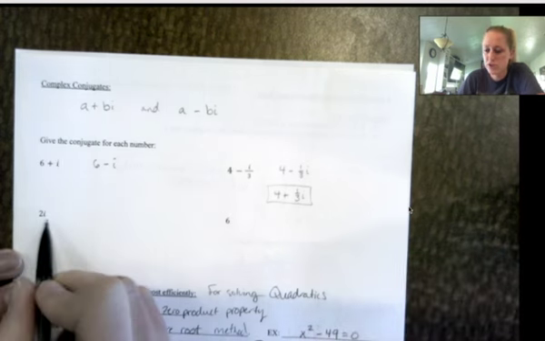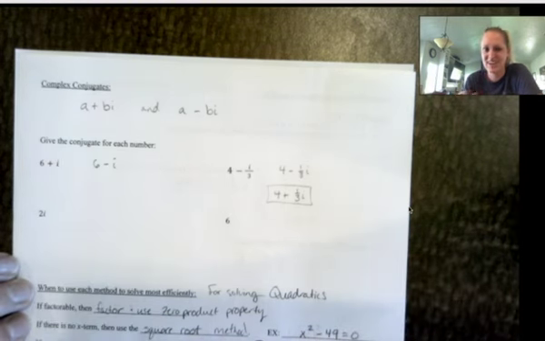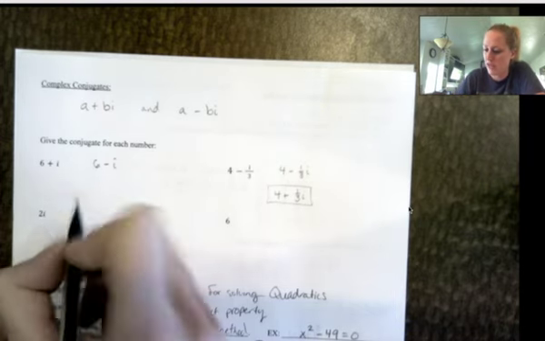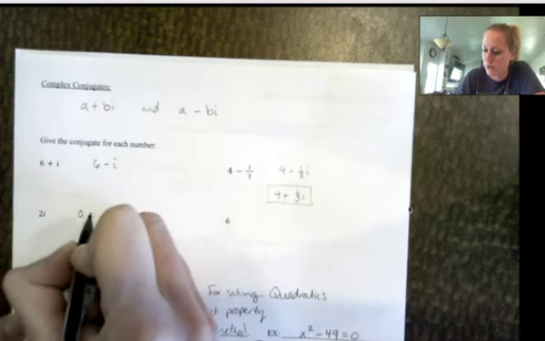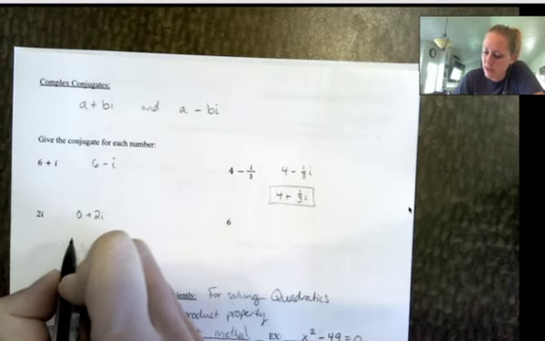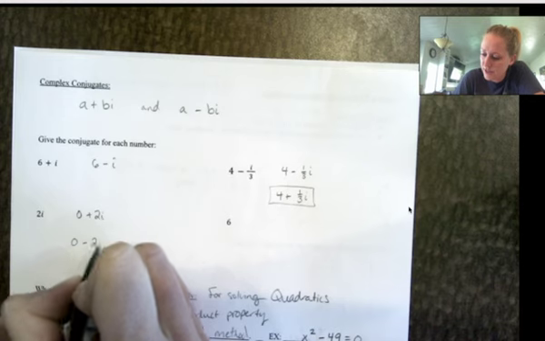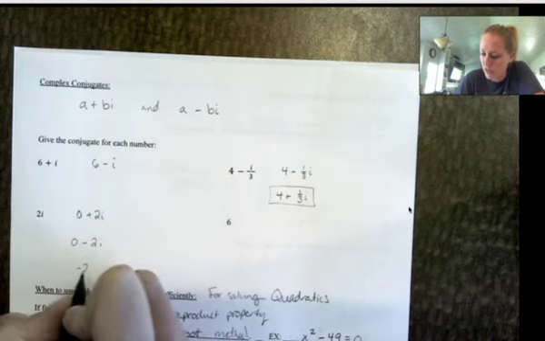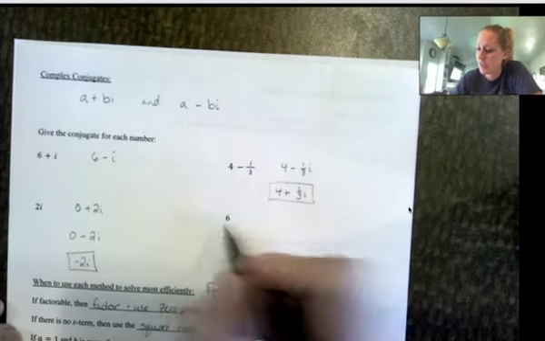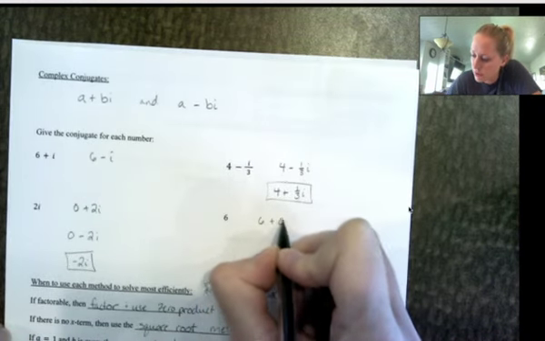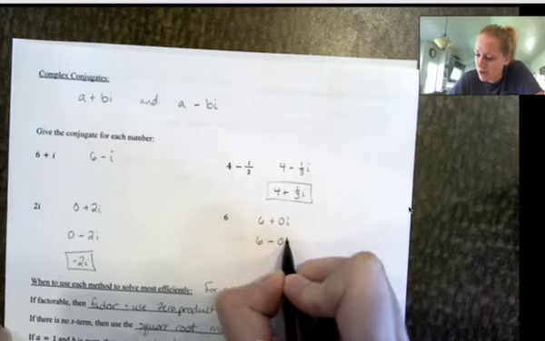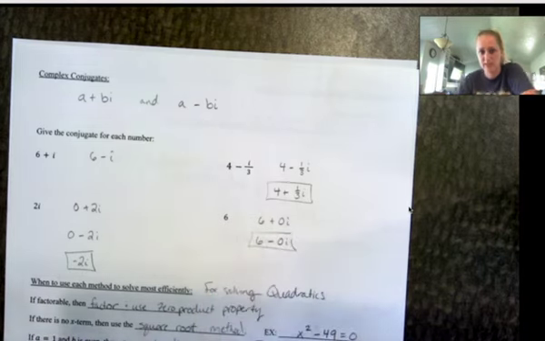Okay, 2i. So now this one is not in the complex form, so I want to write it as a plus bi. So it's no real component, only imaginary. So then the conjugate would be 0 minus 2i, or we could just write it as negative 2i. Either one of those would be okay. Same with 6. 6 is a real number, so it doesn't have any i. So its conjugate would be 6 minus 0i, which is actually still just 6.